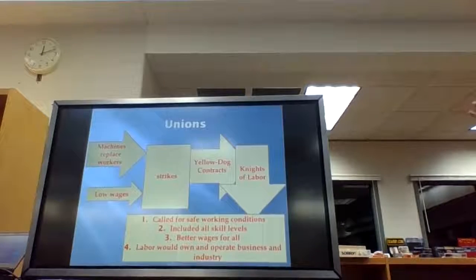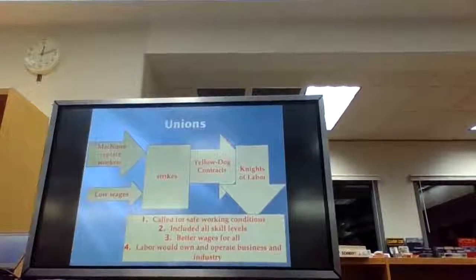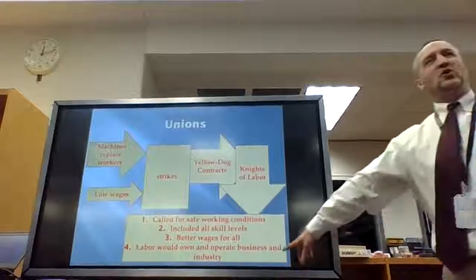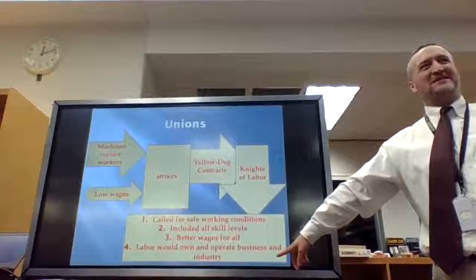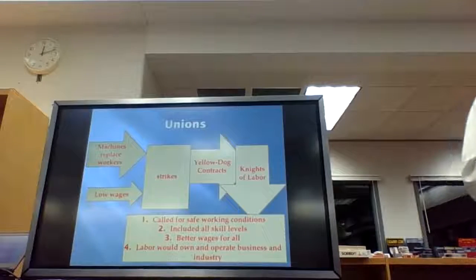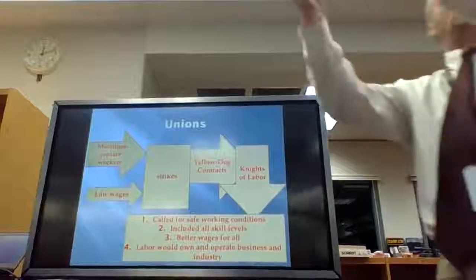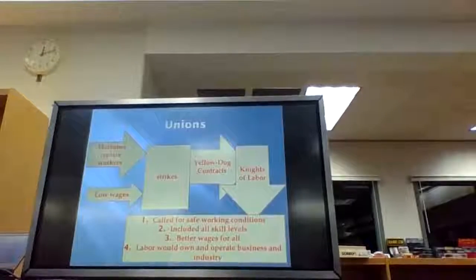Number 2. Number 3, better pay. That seems obvious. Number 4 is the radical one. Number 4 is where the American public looked at unions like, you want that? Labor would own the business. Anyone know what that's called? You do. Communism. Exactly. Why have a group of people called owners and a separate group of people called workers?